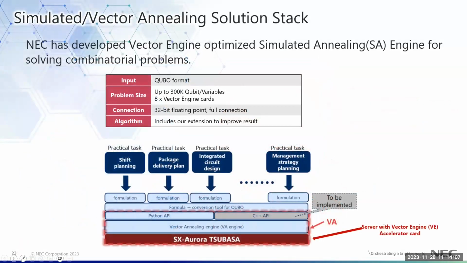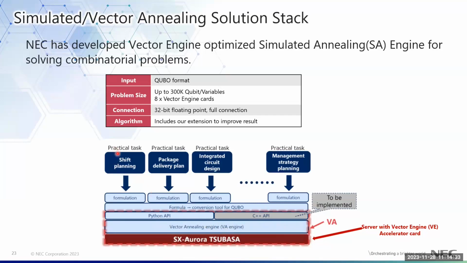The solution stack is pretty clear from what I said. At the bottom is the SX-Aurora TSUBASA system, that's the Linux x86 server. On top of that sits the vector annealing engine, where you can use Python APIs as well as C++ APIs to call the vector annealing engine.